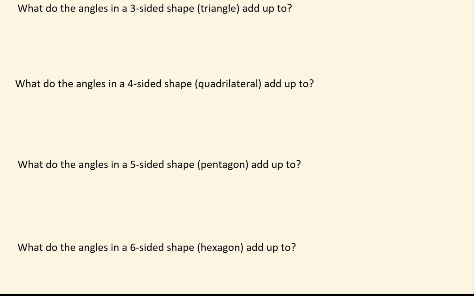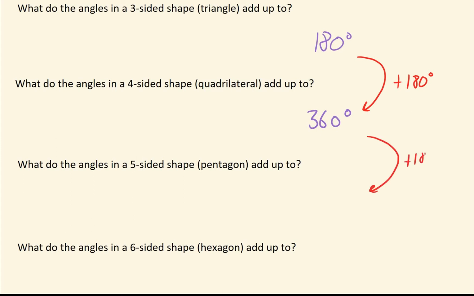So first you should know for a 3-sided shape the angles add up to 180 degrees. For a 4-sided shape like a square or a rectangle, they're going to add up to 360 degrees. Now we're going to move on past this and see what the angles in a 5-sided shape would add up to. It turns out this pattern continues. If I go from 180 to 360, I have to add on another 180 degrees. And for each extra side to the shape we add on, we have to add on another 180 degrees.